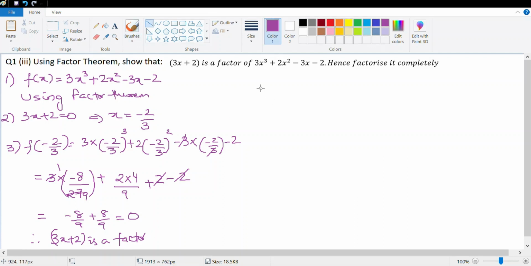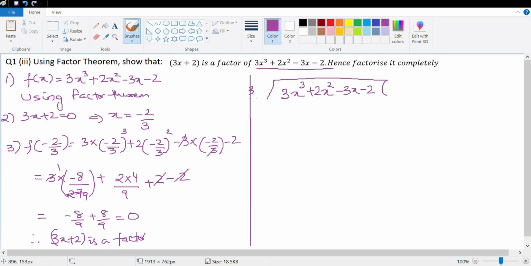Now that we figured out 3x plus 2 is a factor, we need to factorize the expression, which means we'll divide this expression by 3x plus 2. Let's go ahead and divide. What we have is 3x cubed plus 2x squared minus 3x minus 2 getting divided by 3x plus 2. So the first term will be x squared. 3x into x squared will give us 3x cubed. 2 into x squared will give us 2x squared. Subtract, this becomes 0. What we bring down is negative 3x minus 2. Let's multiply it with negative 1. So 3x into negative 1 will give me negative 3x. 2 into negative 1 gives me negative 2. This is 0.